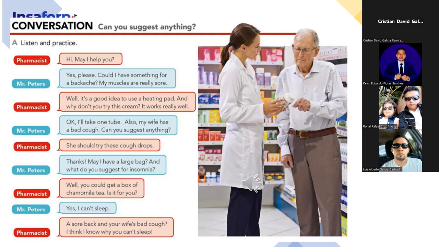And what do you suggest for insomnia? Well, you could get a box of chamomile tea. Is it for you? Yes, I can't sleep. A sore back and your wife's bad cough? I think I know why you can't sleep. Thank you so much.